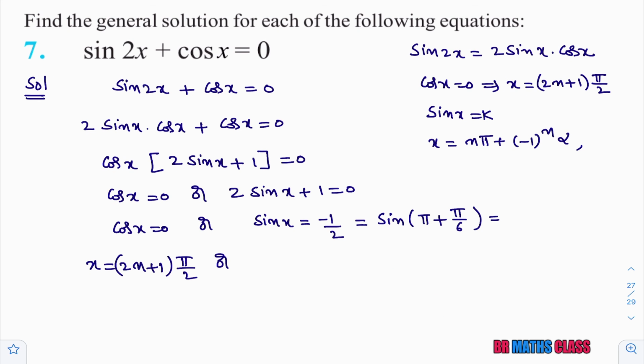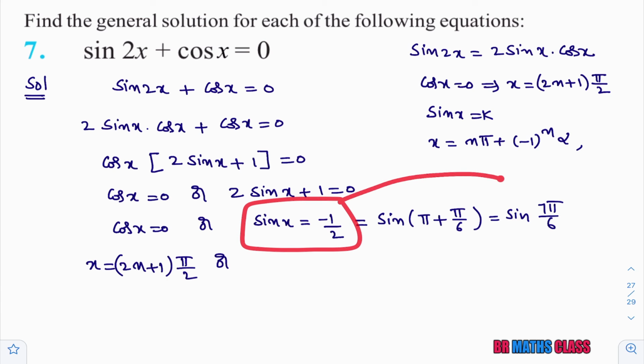Here, you will get the principal solution. You simplify this. What will you get? Sine 7 pi divided by 6. So, I got the principal solution for this equation. What is the principal solution? 7 pi divided by 6.